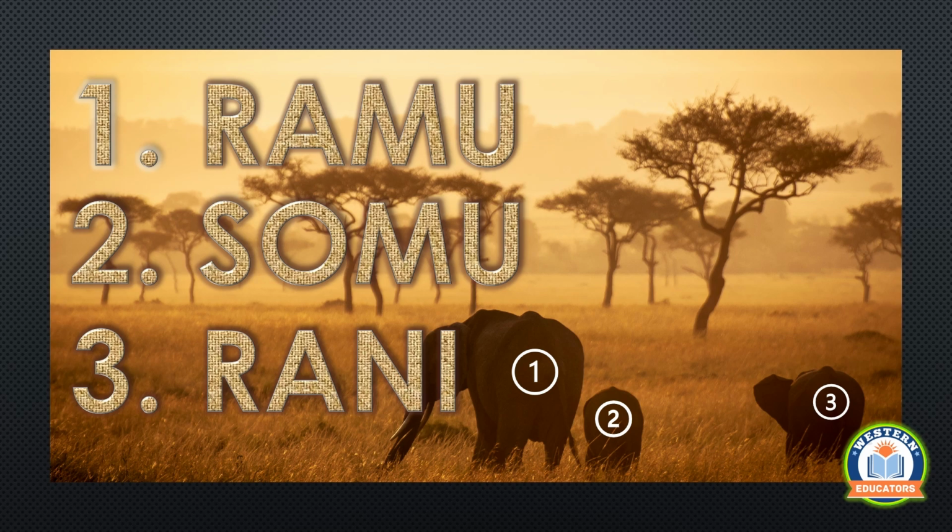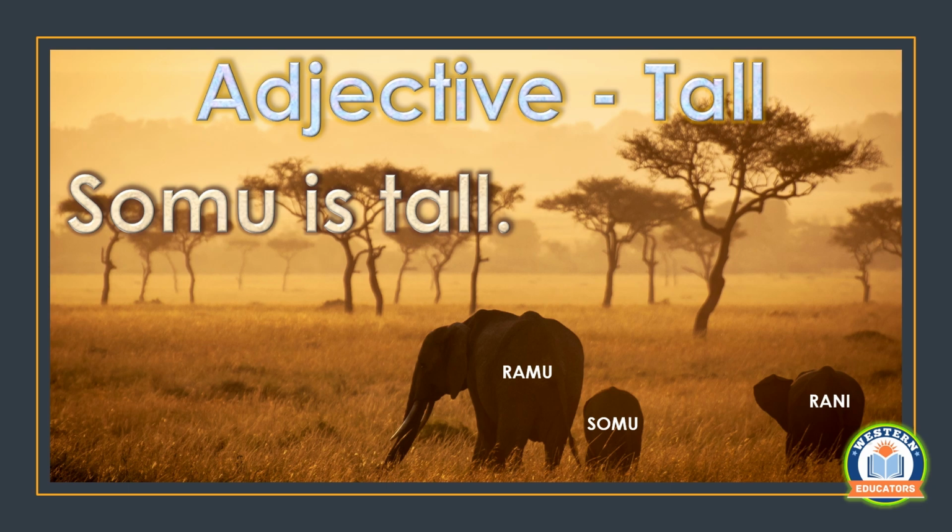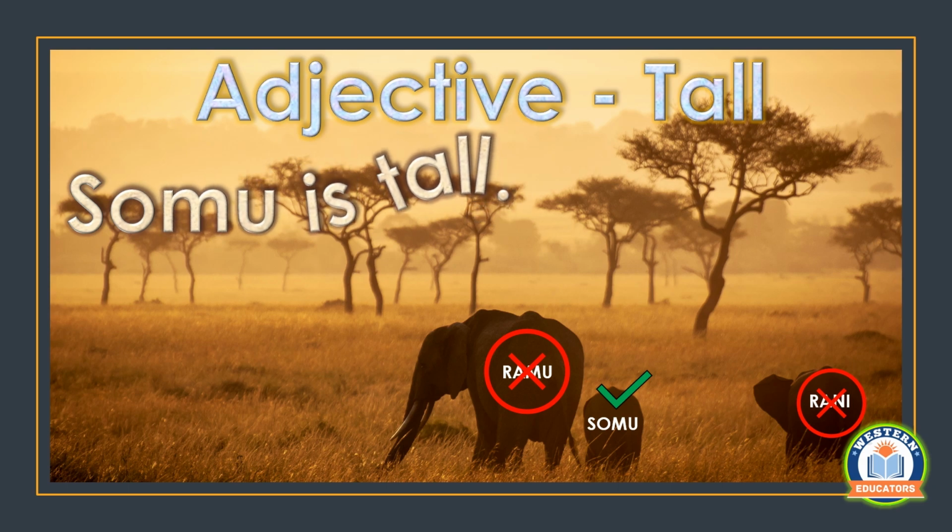In this picture, we are going to compare the elephants first. Let's take 1 as Ramu, 2 as Somu and 3 as Rani. So first we compare the elephants. Dear friends, you should remember that we are not transforming the sentences here. We are just telling the quality of the elephants using the adjective tall. So let's take, there is no Ramu and Rani in this picture, only Somu is there. If only Somu is there, there is nothing to compare. So we are going to tell it in positive degree using tall. That is, Somu is tall.